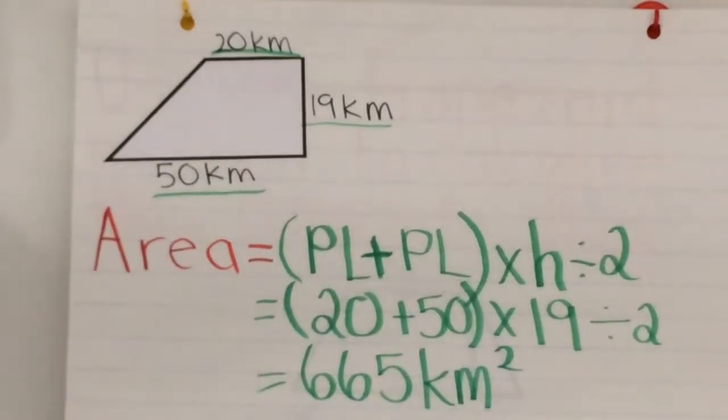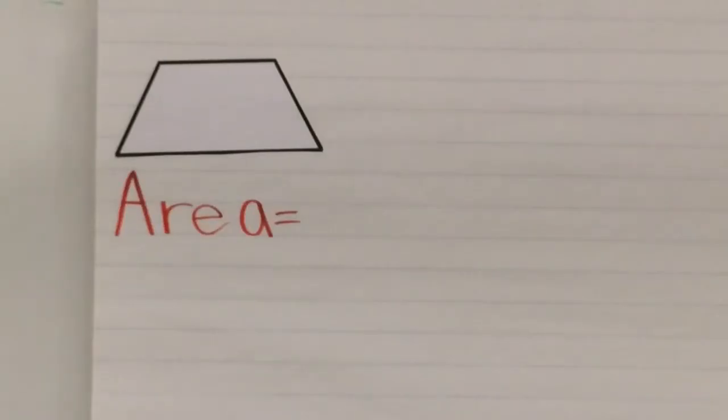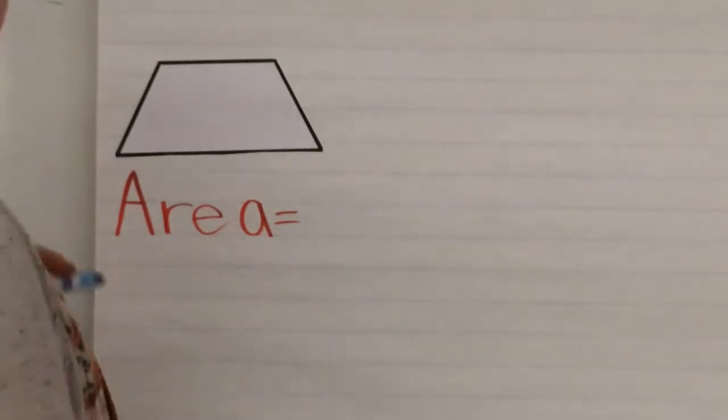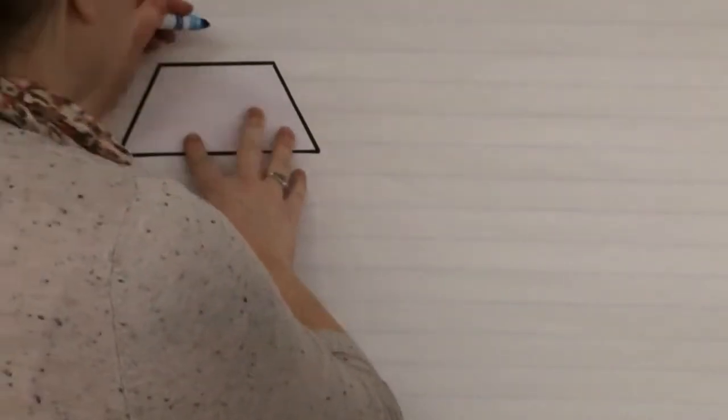And that's the answer to our first trapezoid. How am I supposed to calculate the area of a trapezoid when it doesn't have any dimensions? I don't know. All right, let's give it some dimensions.